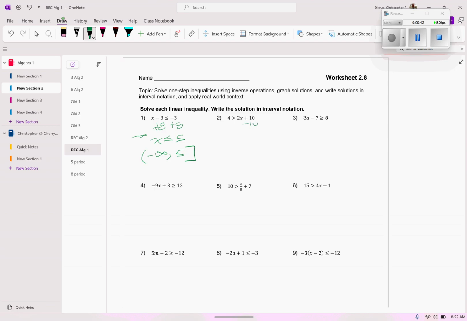This one I'm going to subtract 10 from both sides. So that's going to give me negative 6 is greater than that. Divide each side by 2. So flip the whole thing over, including the sign because of that. In the interval notation, this is pointing to negative infinity, so it's going to go from negative infinity to 3, soft bracket on the 3.